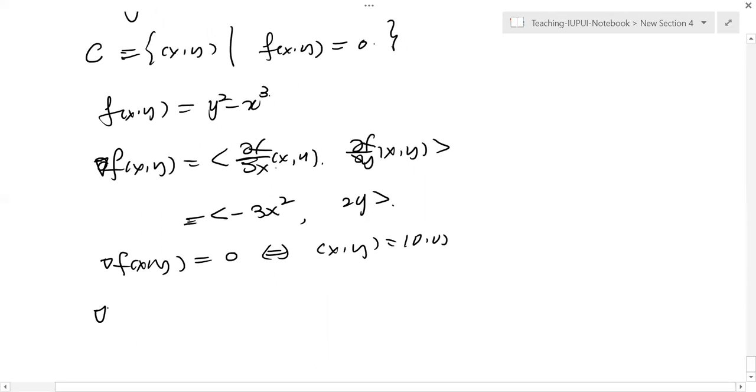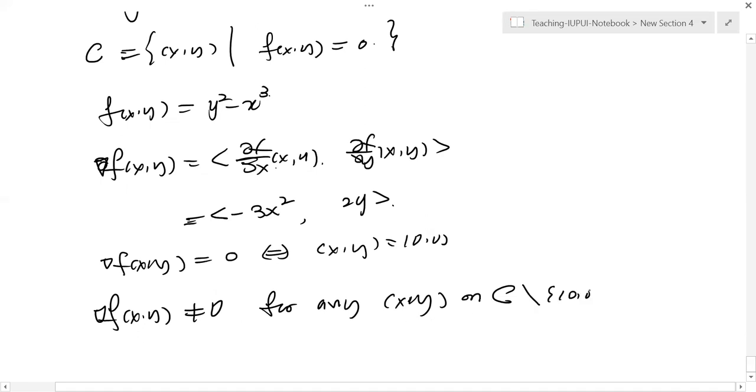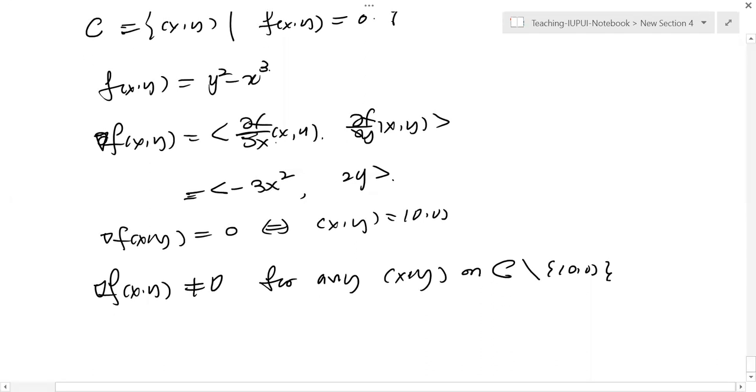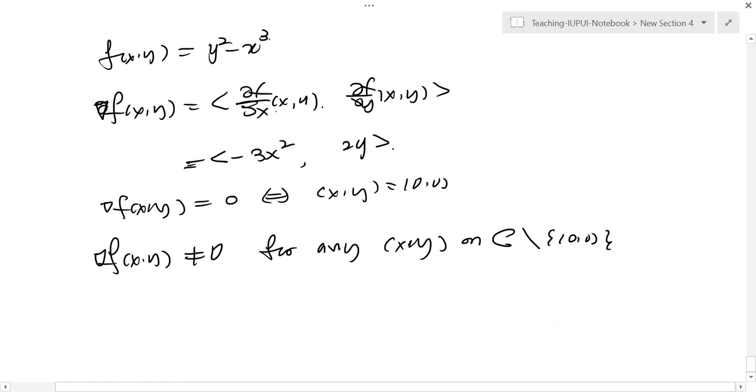So that means the gradient is not going to zero for any x and y on C minus the origin. If the curve C deletes the origin, then the gradient is not zero. So by the theorem, C should be, locally, everywhere, the image of a parameterized curve, okay?